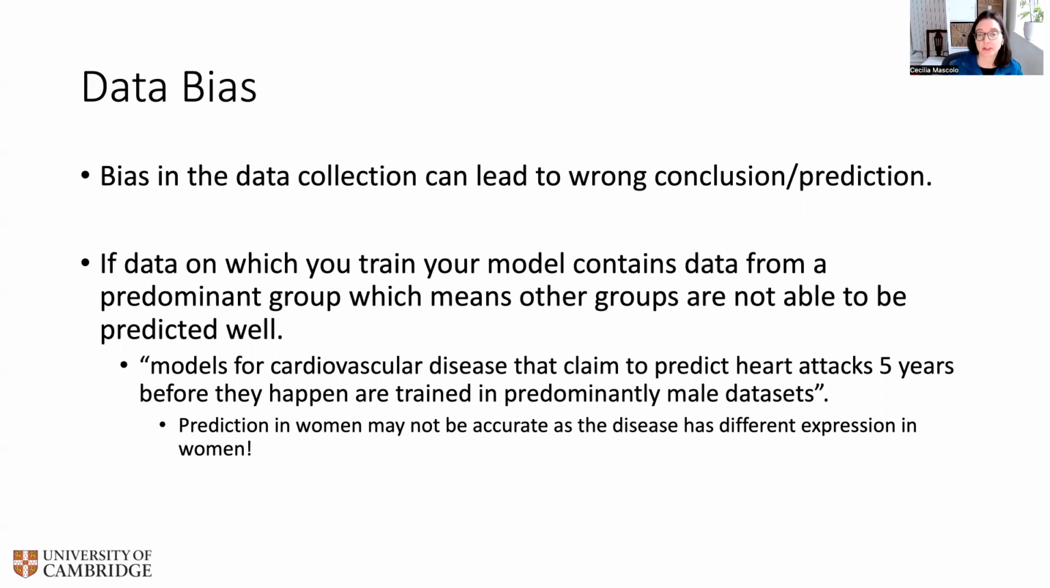Bias in the data collection can lead to the wrong conclusion and prediction. If the data on which you train contains data from a predominant group, which means other groups are not able to be predicted well, that's a problem. I'll give you an example. Models of cardiovascular disease that claim to predict heart attack 5 years before are trained on male data sets. The prediction in women may not be accurate as the disease has different expression in women.